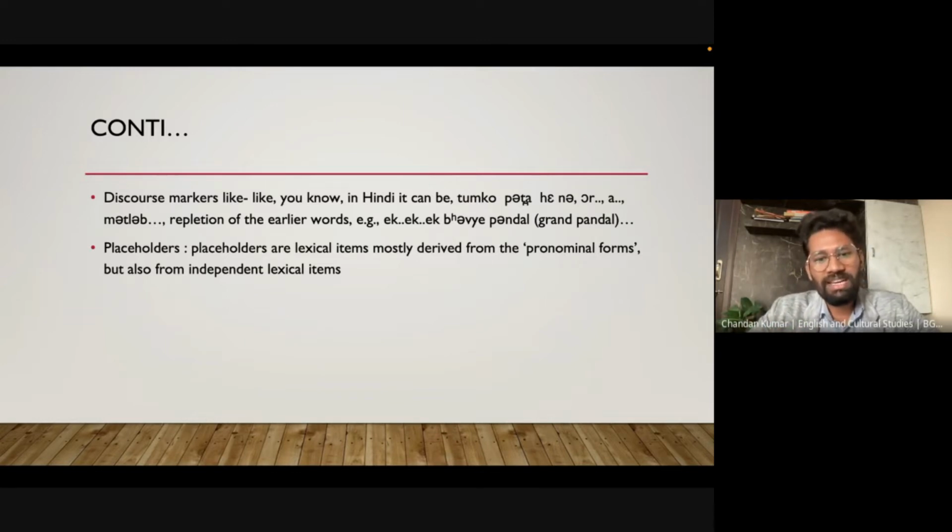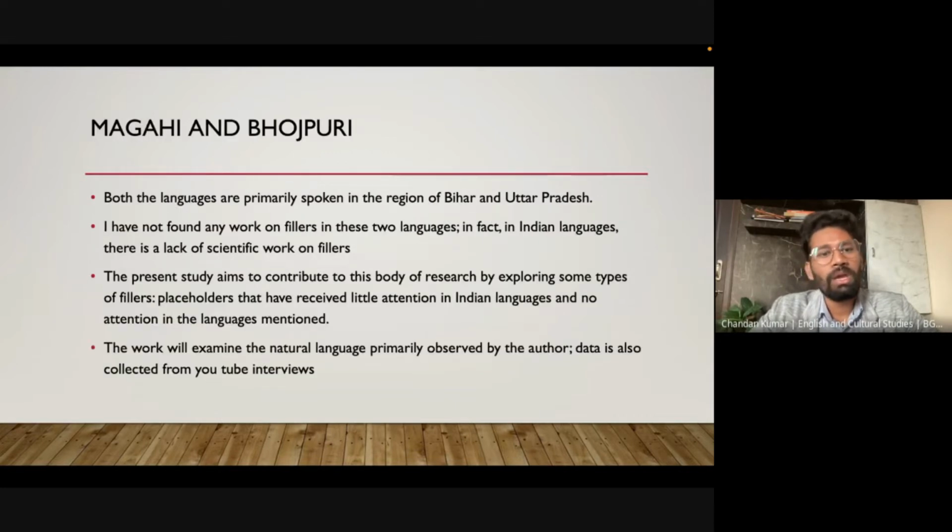So placeholders are a lexical item, mostly derived, typologically. If we see that the typological study suggests that most of the placeholders are actually derived from the pronominal forms or the independent lexical item, which primarily means thing, which semantically can be defined as thing.